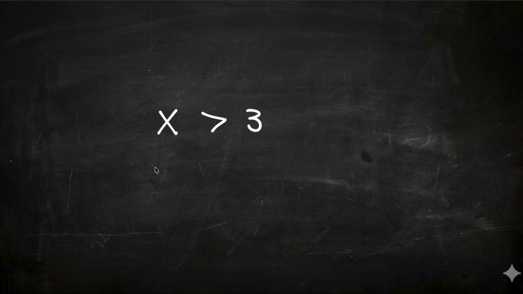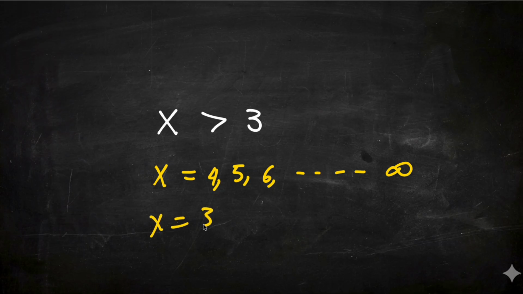So back to this problem. We said x is greater than 3. So what are some values that x could be? X could be 4, x could be 5, could be 6, all the way to infinity, right? Could x be 3.1? Yes, because we said that x can be any number greater than 3. So as long as the number is not 3, but it's greater than 3, x could be that value.